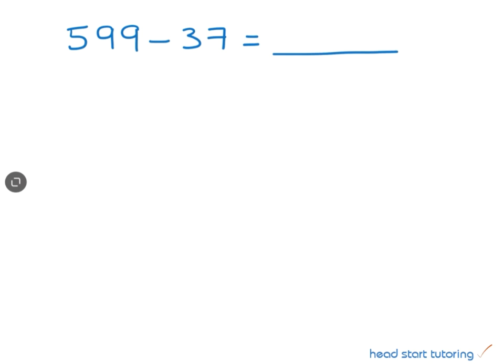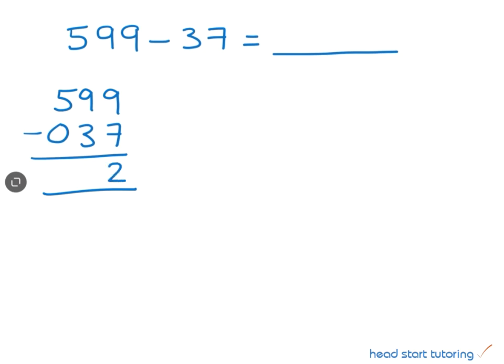Right, if we have a look now with minusing, we've got 599 minus 37. We can put in a placeholder there, and we work this out. 9 minus 7 is 2, 9 minus 3 is 6, and 5 minus 0 is 5. So we get an answer of 562.